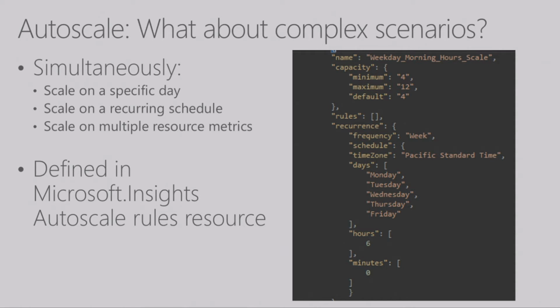What do we do? To solve this problem, Autoscale defines an order, a precedence. And that precedence says specific day scaling has precedence over recurring schedule scaling, which has preference over resource metric-based scaling. So in this scenario, because the specific day scaling rule says scale out, your VMs will be scaled out, so you can handle that load.